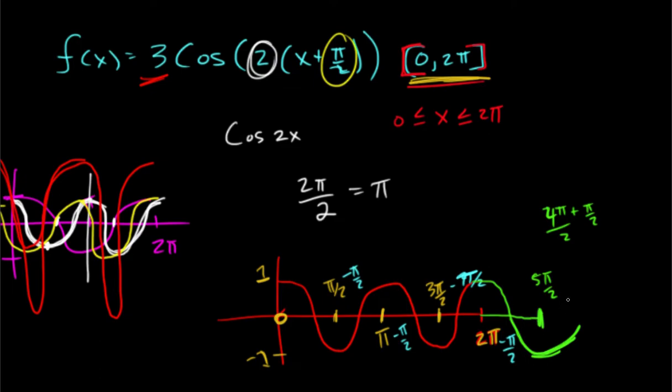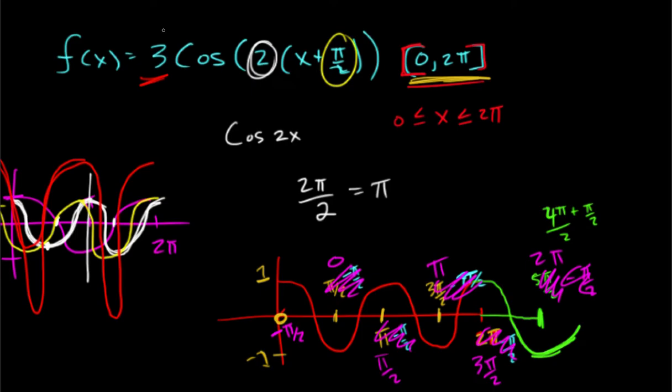Okay. And so when we're fixing this, the 0 becomes negative pi halves. These go away, become 0. These become pi halves. These become pi. These become 3 pi halves. And then this is our new 2 pi, because we're just subtracting pi halves from that.